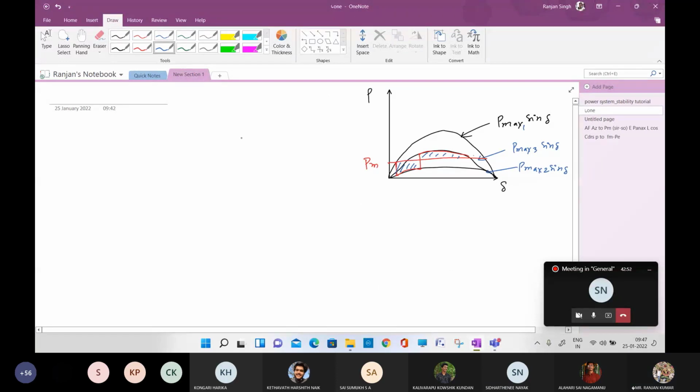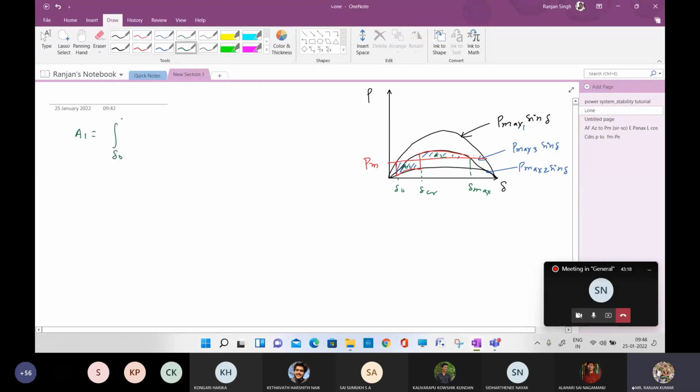So here, this is A1 and this is A2. At that time the angle is del naught. Here you are clearing the fault at del CR, and this is del max. So what is the area of A1?